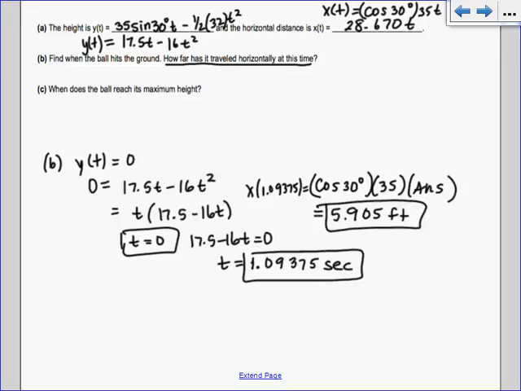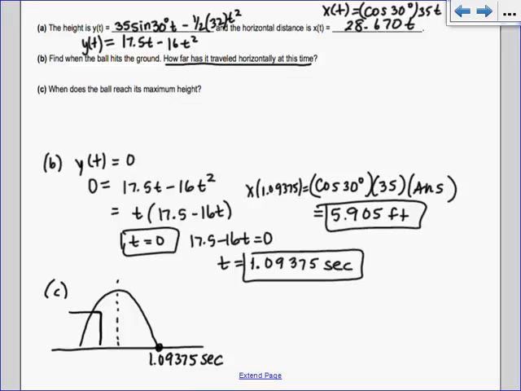Okay, and then the last question says, when does the ball reach its maximum height? So as you know, the ball is going to go up and then it's going to come down. We said it hits the ground at 1.09375 seconds. So it actually reaches its maximum height directly between there. And this is because we didn't throw it from like the top of a cliff or the top of the building or anything like that. In those cases, you wouldn't be able to take exactly half. But since we're throwing it from the ground and then back up, it is directly in the center.